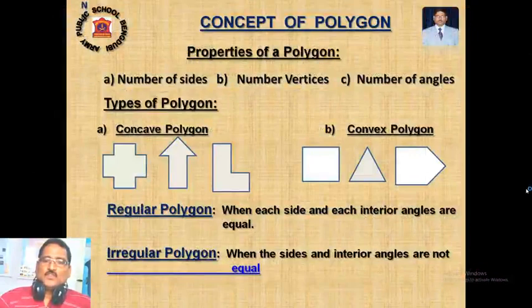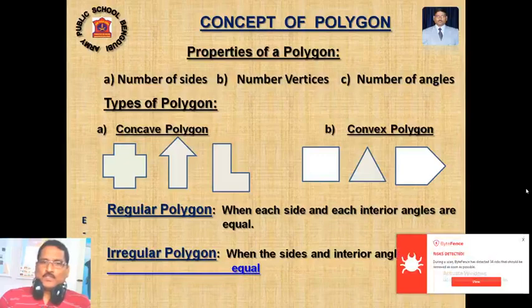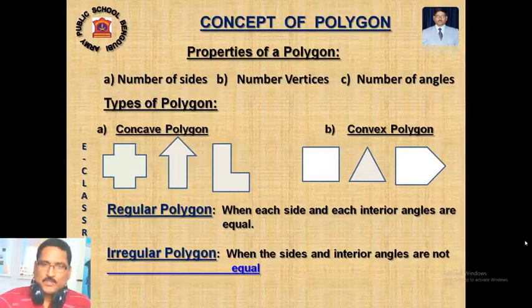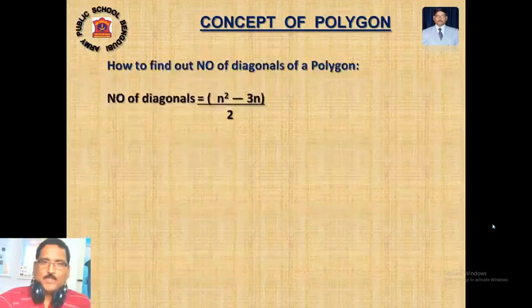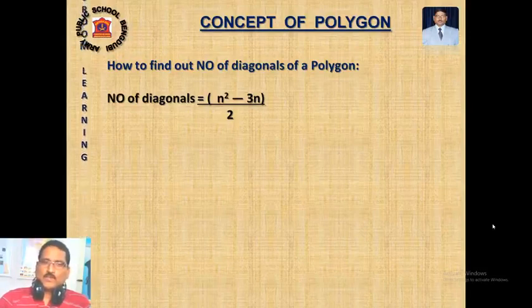So this is all about polygons: which are polygons, which are not polygons, which are concave polygons, which are convex polygons, which are regular polygons, and which are irregular polygons. Everything you have understood very well, I think. Now coming to the next part, that is how to find out the number of diagonals of a polygon. So for any polygon, that means triangle onward, how to find out the number of diagonals.